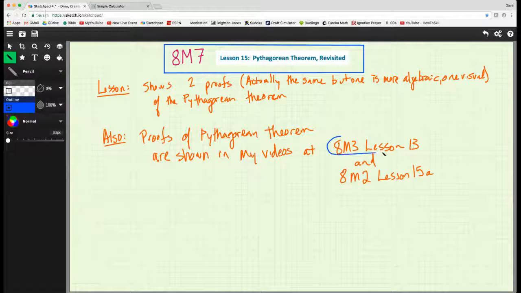We've done it once in 8M3 lesson 13, and we've done it once in 8M2 lesson 15a. So you can go check out those videos for proofs. The one we do today is very similar, or I mean, almost exactly the same as this lesson 13 one, but it maybe does it slightly differently. It's based on the same principles. At any rate, let's get on with it, and let's move into the two proofs.